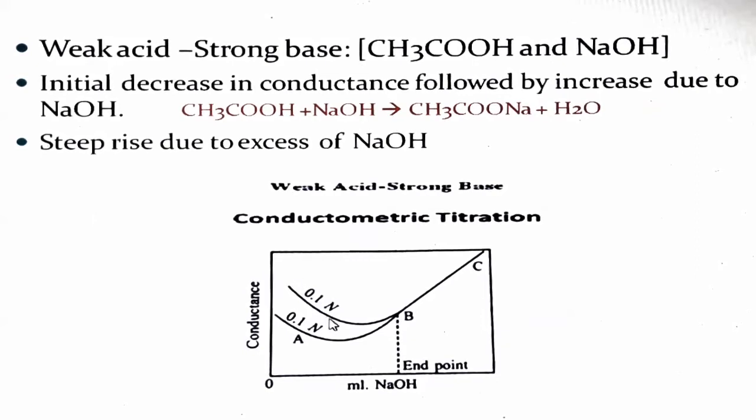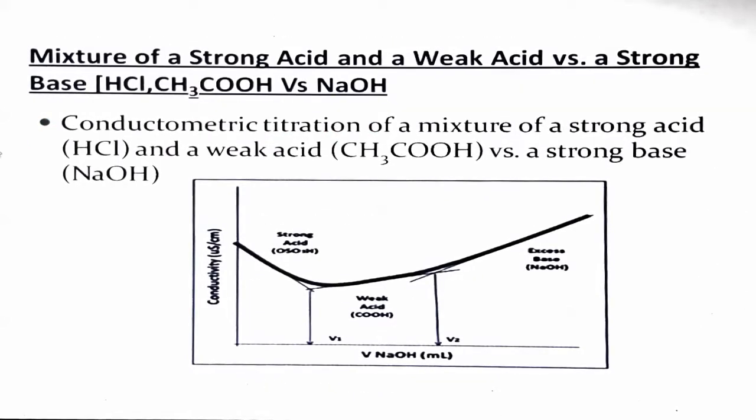So first conductance decreases, then slightly increases. It decreases due to neutralization of acetic acid, slightly increases due to formation of sodium acetate, and at this point complete neutralization of acetic acid takes place. Then as we add excess of sodium hydroxide, a steep rise due to the presence of OH negative ion, because the mobility of OH negative ion is very high.